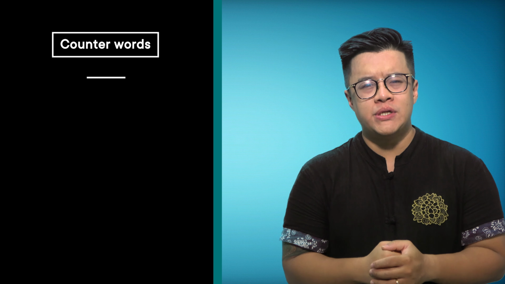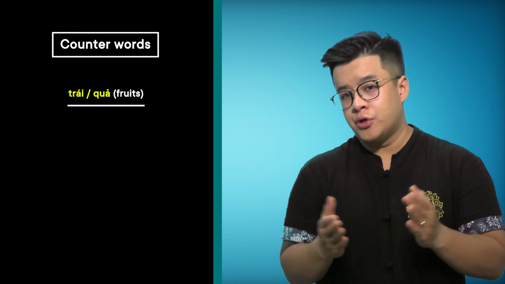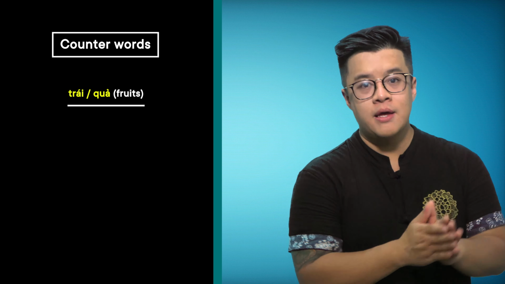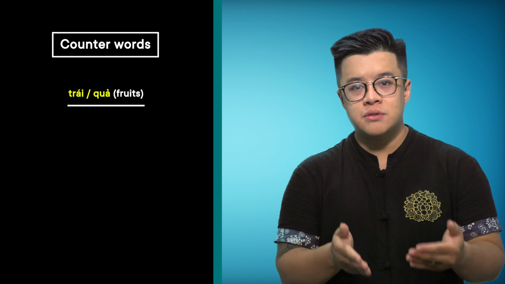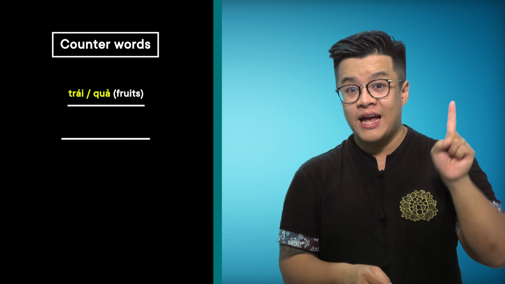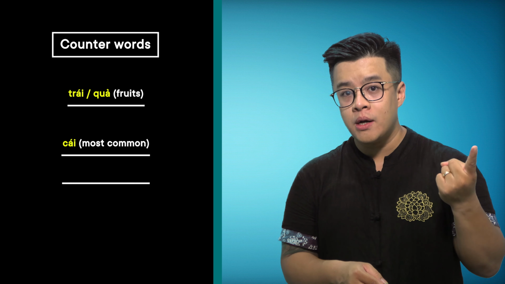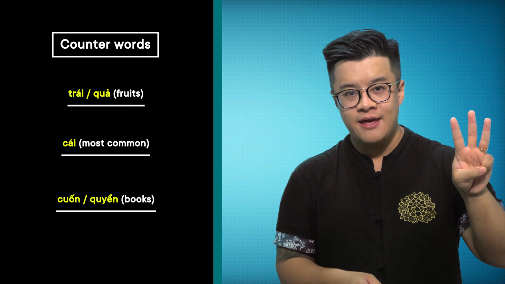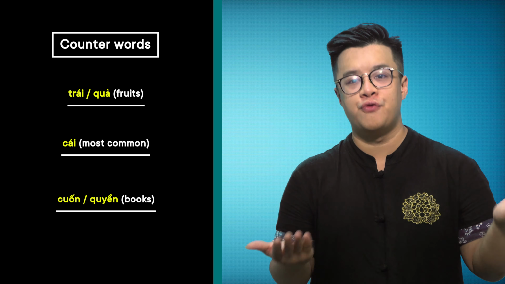The second grammar point here is trái. You could also say quả instead. So trái or quả are counter words used only for fruits. Okay? So far we have 3 counter words. Cái, which is the most common one. Cuốn or quyển for books. And trái or quả for fruits.